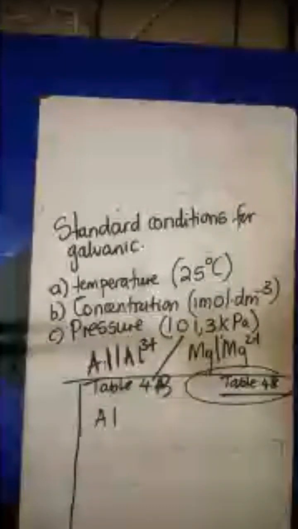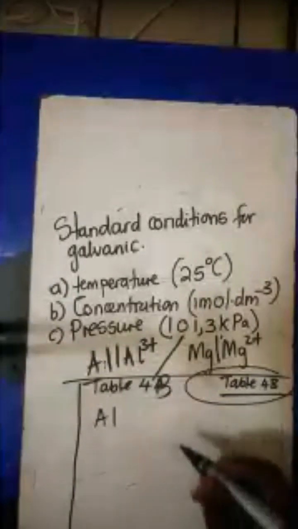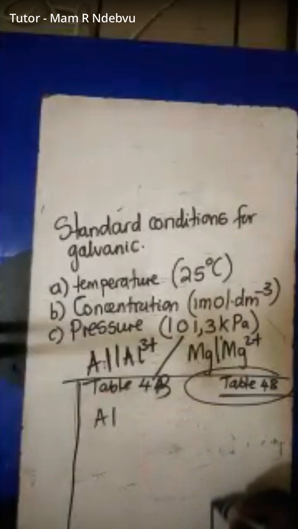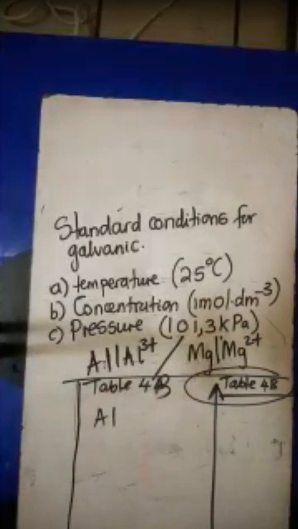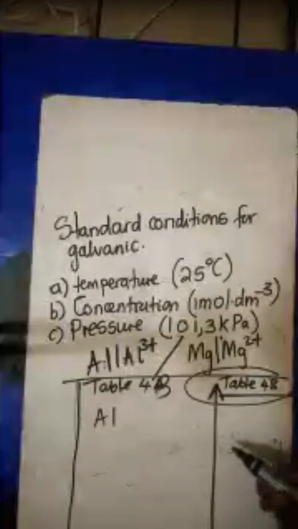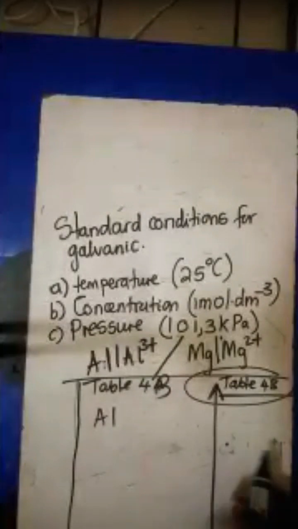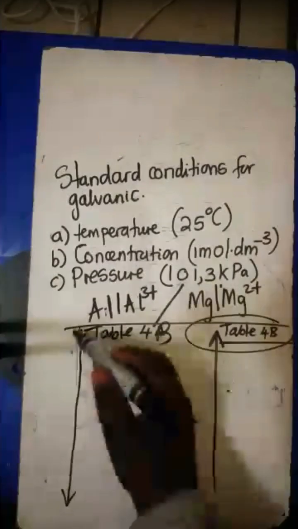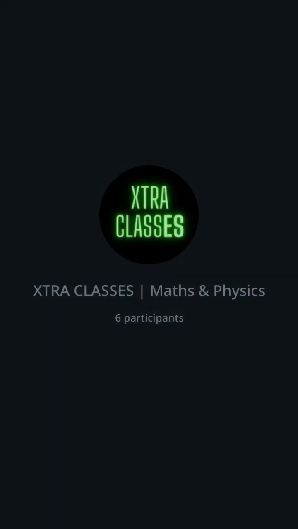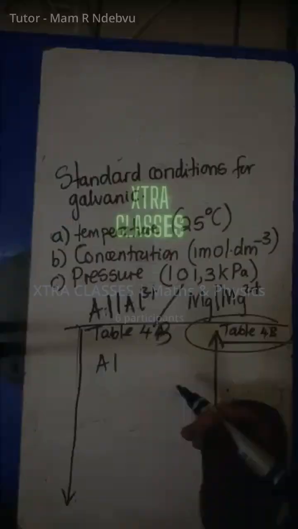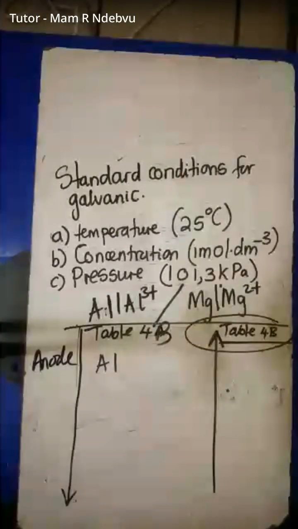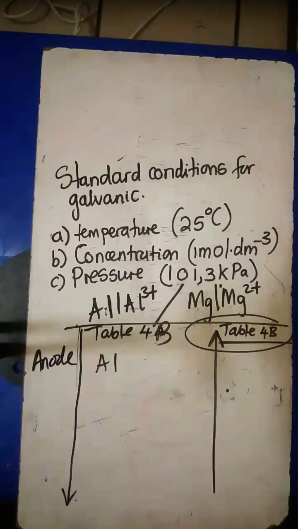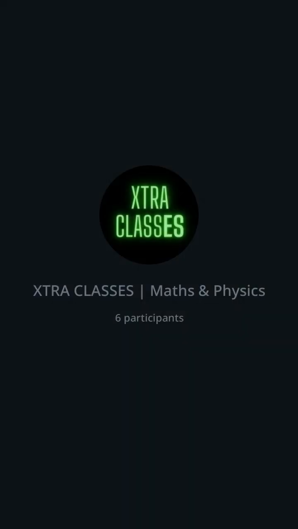Yes, ma'am. Good. So every time, colleagues, when you are writing the anode, as you go down here, there are two arrows. One is going up, one is going down. One is saying increasing reducing ability is going up. Then there's one written going down, increasing oxidizing ability. So every time when you write the anode, you reverse the anode.